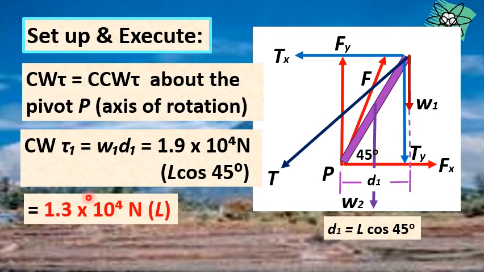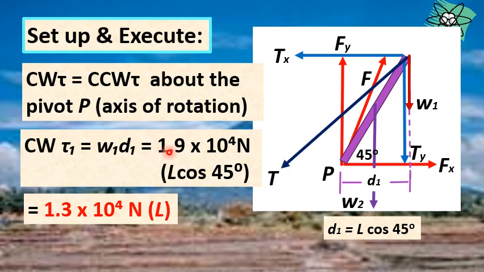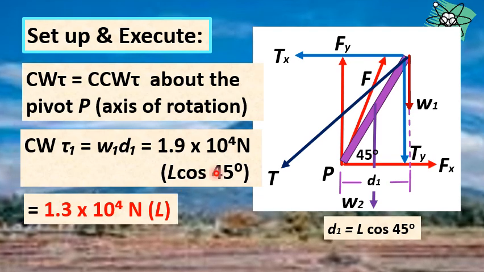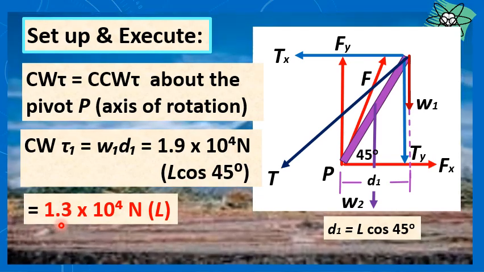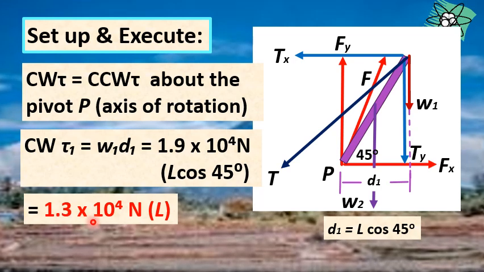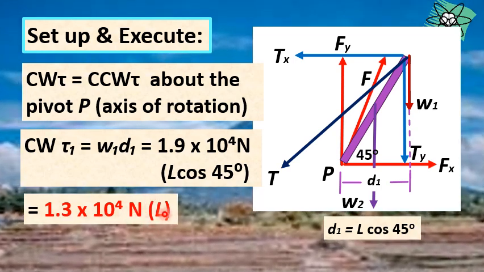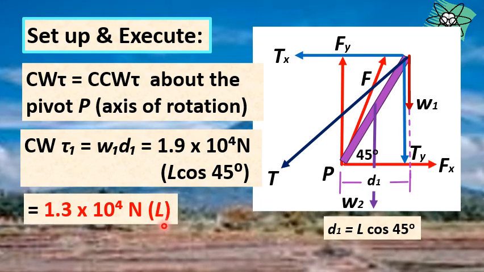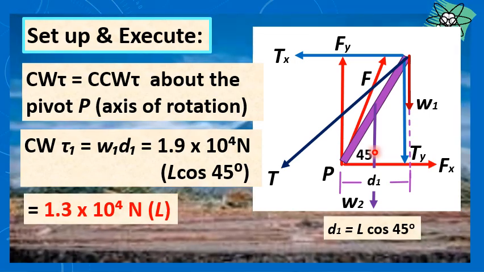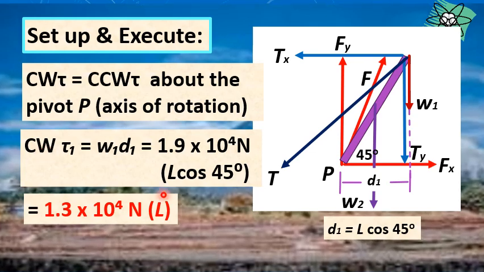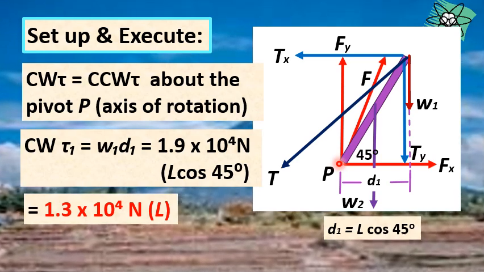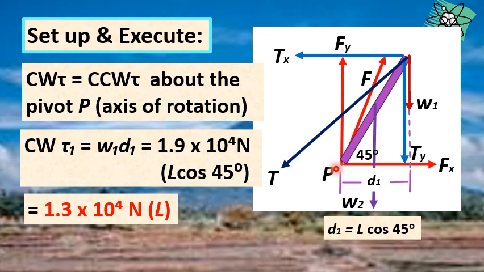So, multiplying the weight 1.9 times 10 to the 4th power Newton and the value of cosine 45 degrees, we will get this expression for torque number 1, equal to 1.3 times 10 to the 4th Newton times the length of the strut, capital L. So this is the first torque that can cause the strut to rotate clockwise about the chosen axis of rotation, which is at pivot point P.